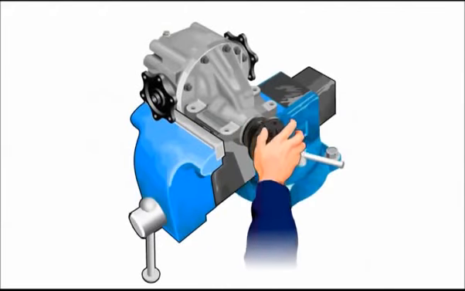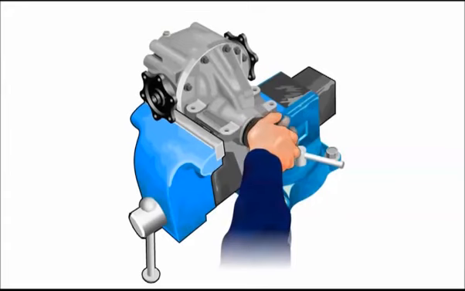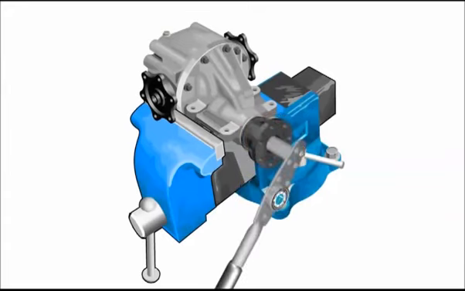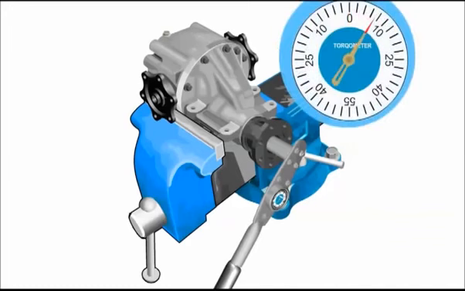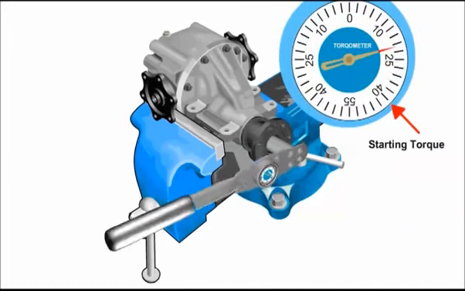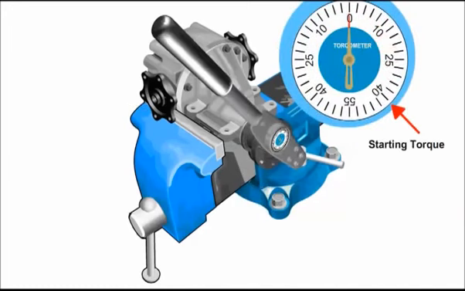To do this, rotate the component you are measuring several times to seat the bearings. Then, using an inch-pound, beam, or dial-type torque wrench, begin to apply pressure to rotate the nut. Take note of how much torque is used before the nut begins to move. The amount of torque it takes to rotate the nut is the starting torque.